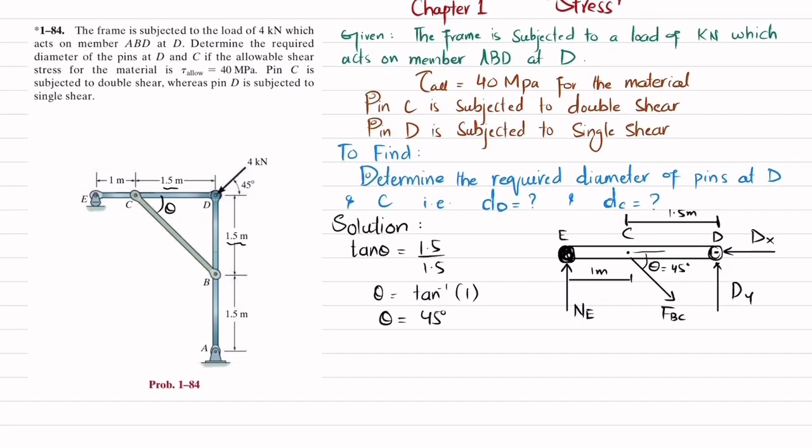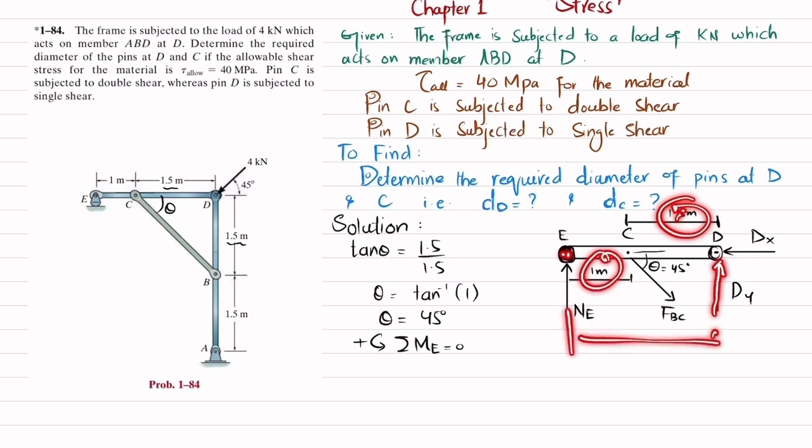Now we'll apply equations of equilibrium in order to find Dx, Dy, and this FBC, because here you can see you have these pins at points C and D. So what will be the equations of equilibrium? First equation of equilibrium is that the sum of all moments about point E is equal to 0, taking the counterclockwise moment as positive. So about point E, the first moment will be this Dy, and the perpendicular distance is 1.5 plus 1, that is 2.5 meter, clear? This is producing counterclockwise moment, so it will be positive. So I will write Dy into 2.5.